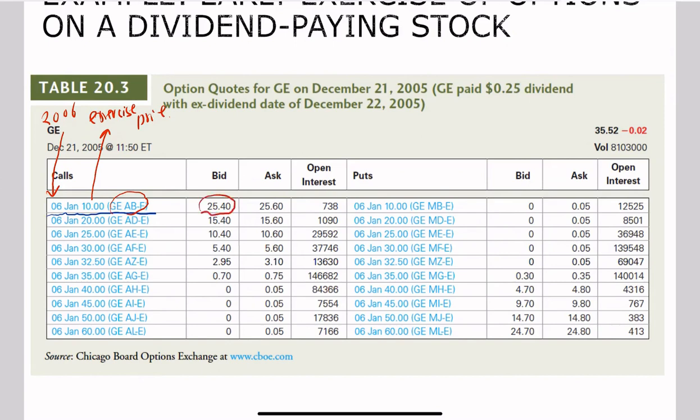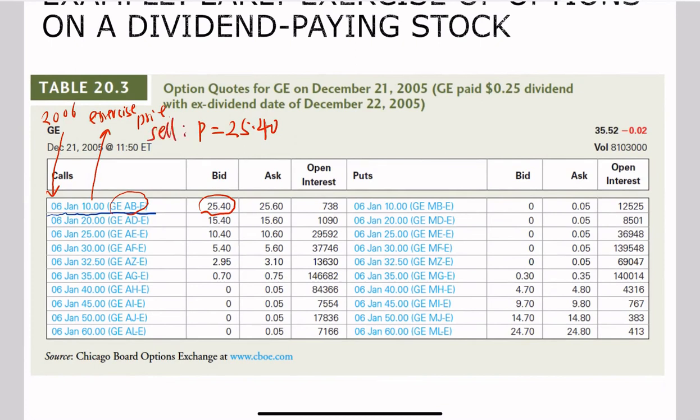So if you want to sell this call, let's say you submit a market order. Let's make this simple. If you sell with a market order, then you will sell the call at the bid price. So the price would be 25.4. So that's your benefit. This is the sell.